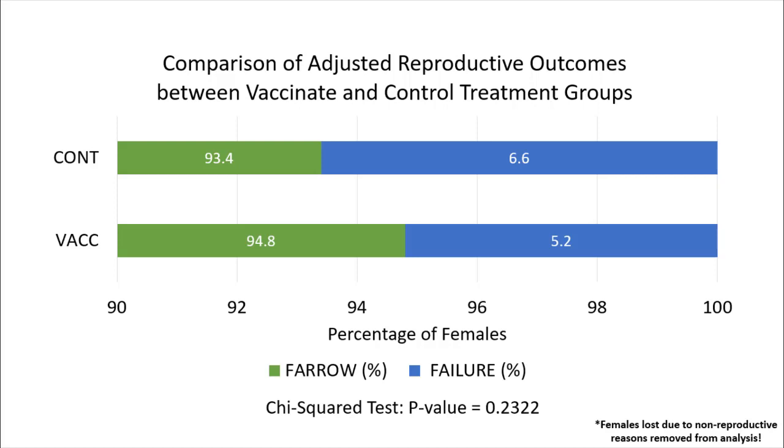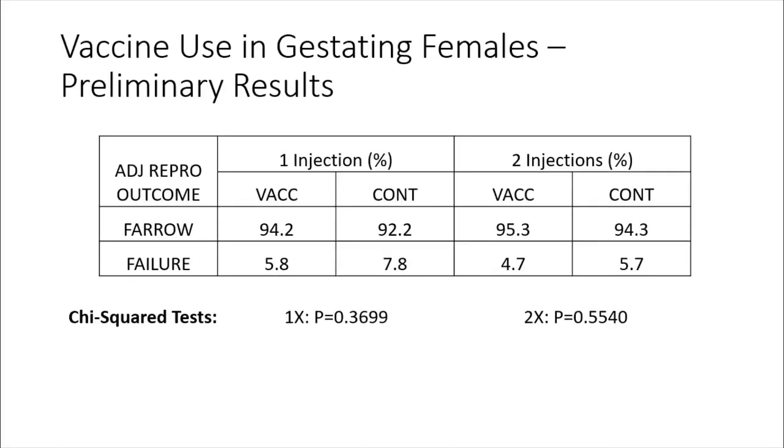When we looked at the reproductive outcomes, again, in this follow-up study, we did exclude all females that were lost for non-reproductive reasons from the analysis, and we see no significant differences, but we do see this numerical trend towards favorability for vaccination.